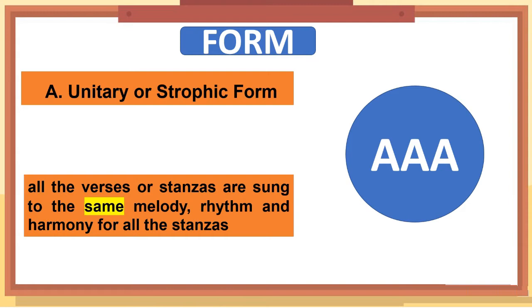A strophic form is where sections or stanzas are identical or at least very close musically. Each verse of the song is musically the same, with each repetition being labeled with letter A. Sitsiritsit is an example of a song with unitary form of music. Observe the melody of each stanza as we sing the song.